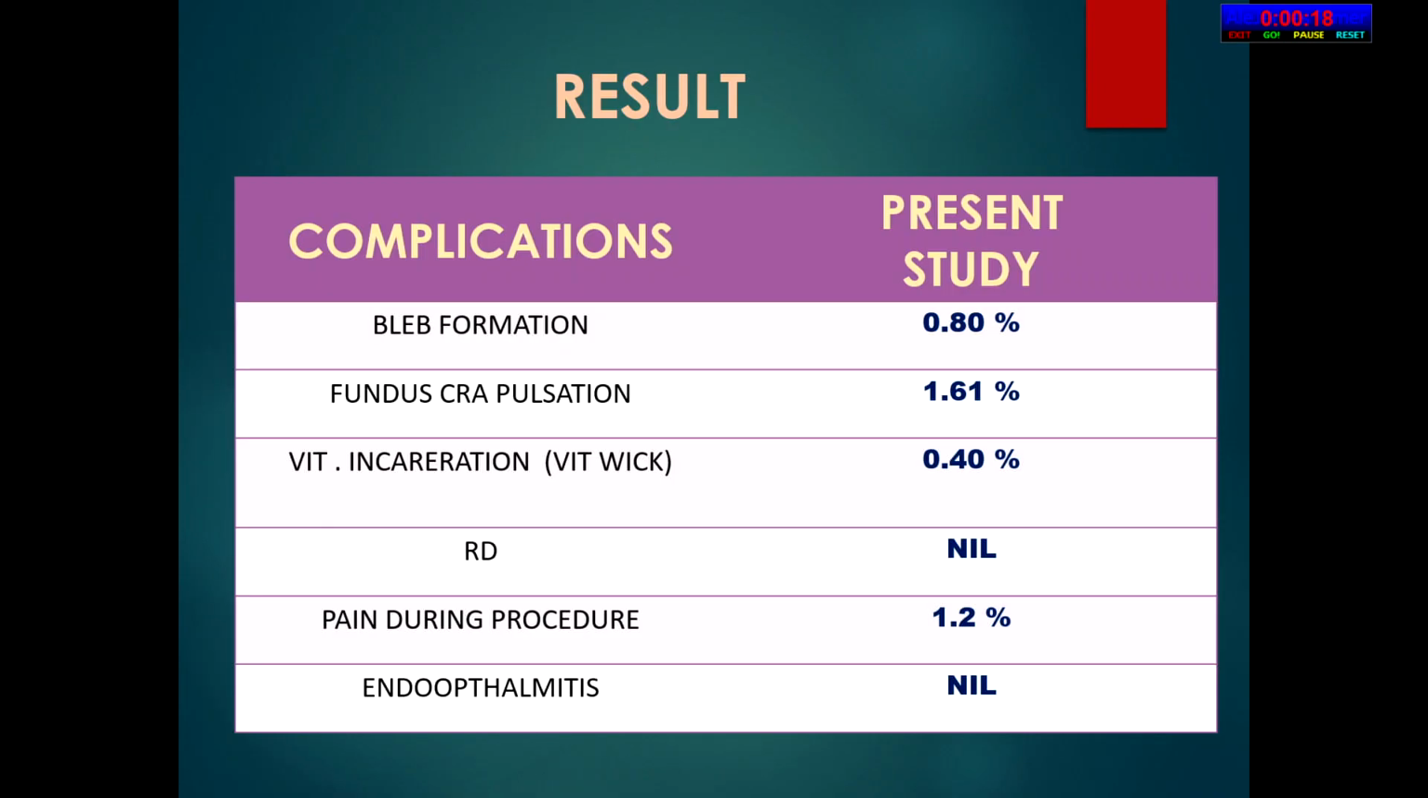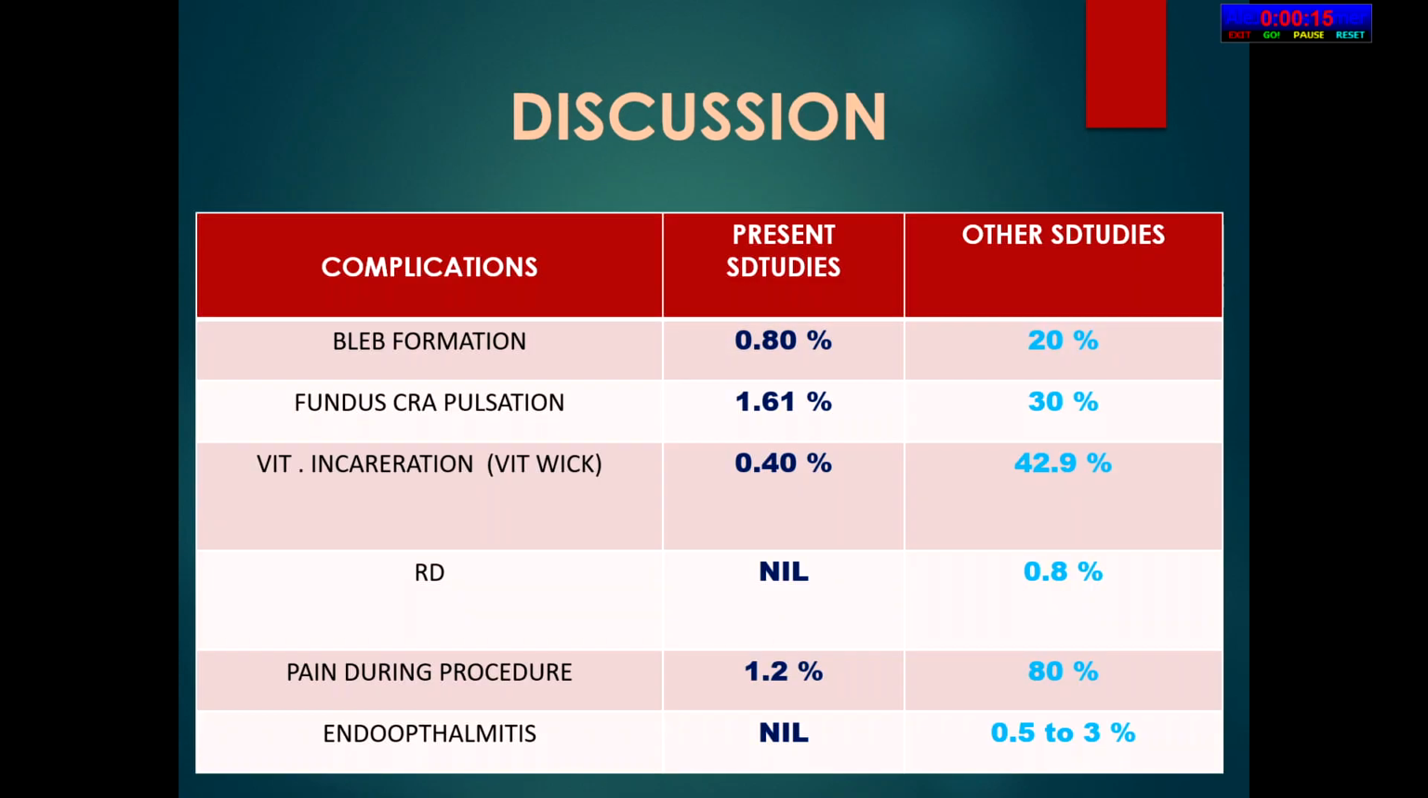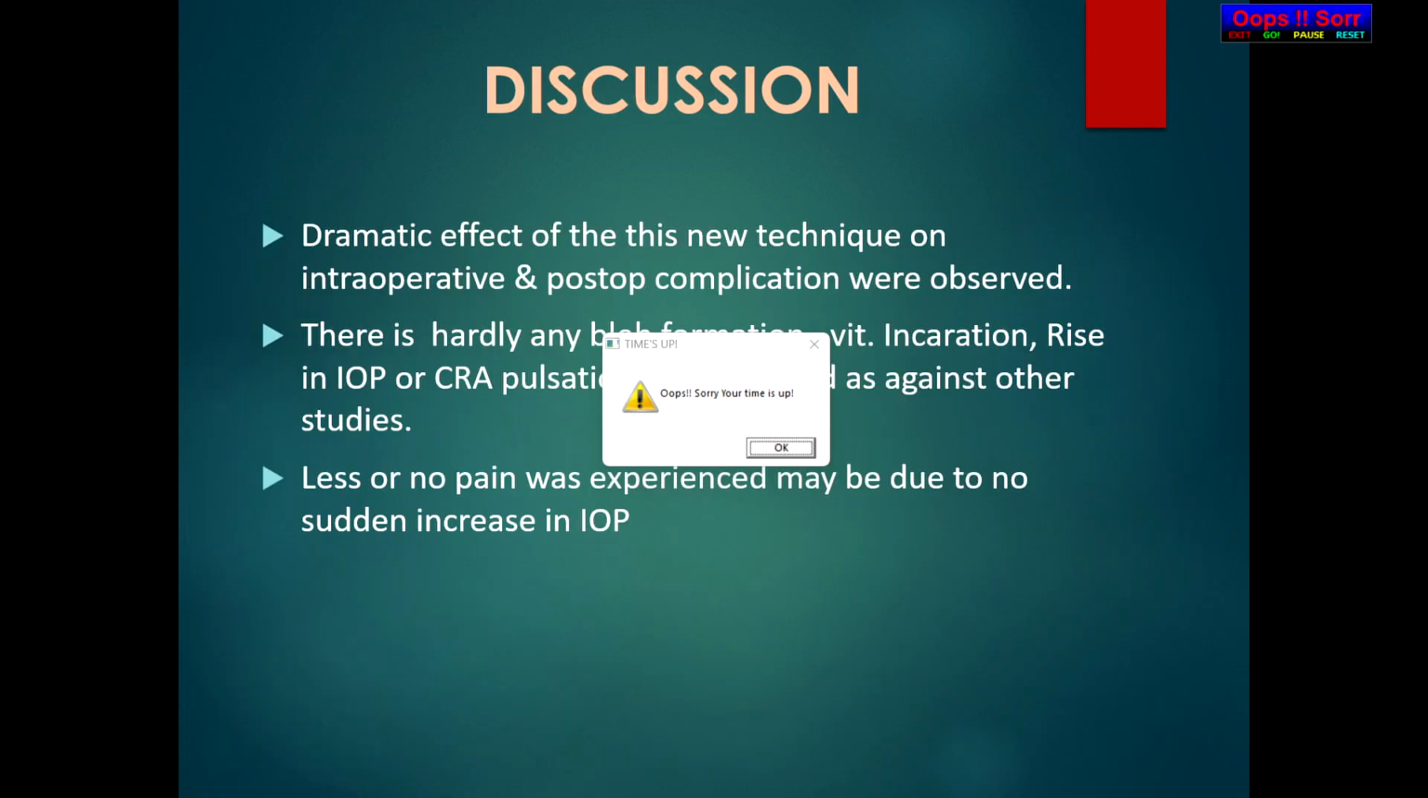So we have done the studies, and I will go directly to the discussion. Bleb formation is very less, 0.8% as against 20% in other studies. CRA occlusion 1.61% as against 30%. Vitreous incarceration, RD, and endophthalmitis were all very, very less in our studies. And pain during the procedure was null. A dramatic effect of this new technique on intraoperative and postoperative outcomes was observed. There is hardly any bleb formation, vitreous incarceration, or any other related potential complication, and there is no pain.